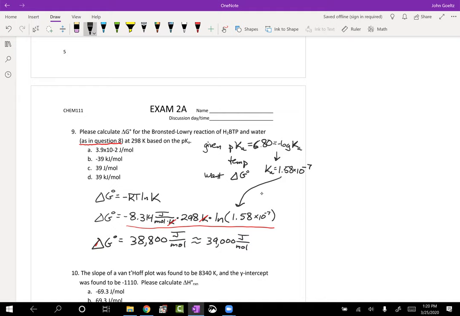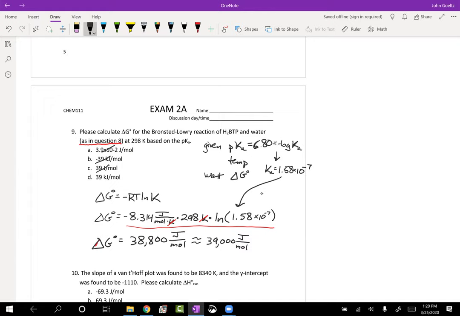I can eliminate one of the answers because it's negative. I know it's not that. I know it's not 39 joules per mole because I got 39,000 joules per mole. I know it's not the first one too because it's also not that number.